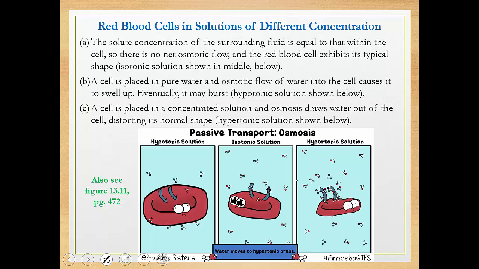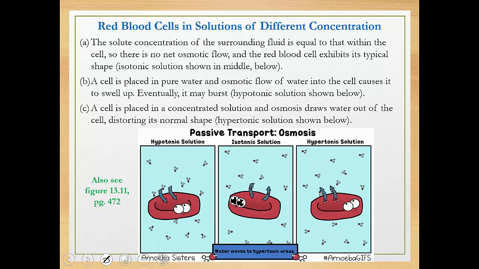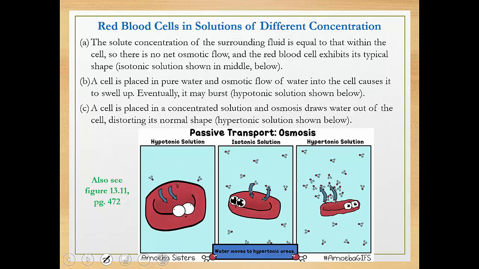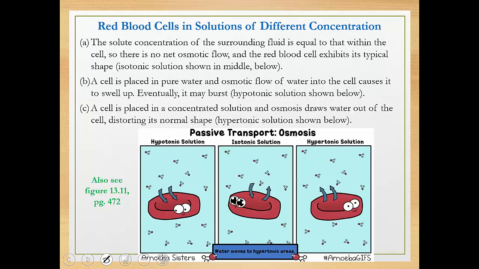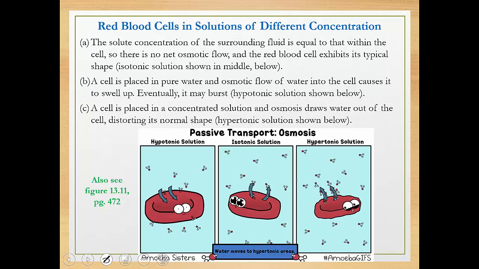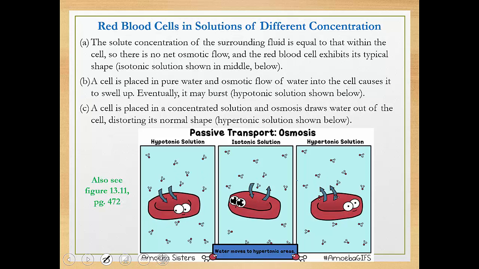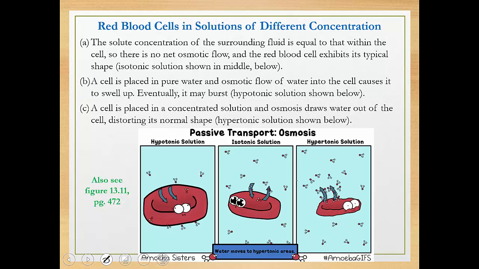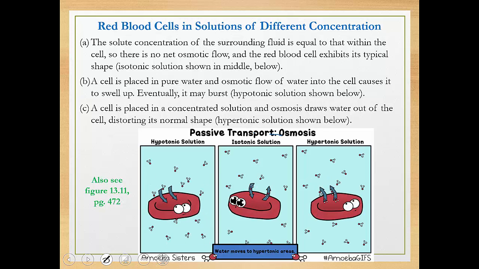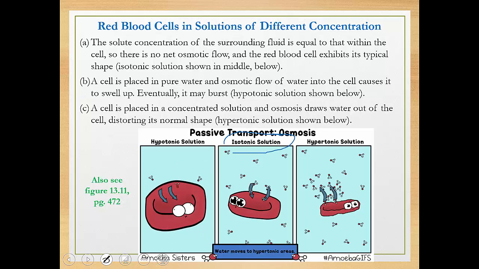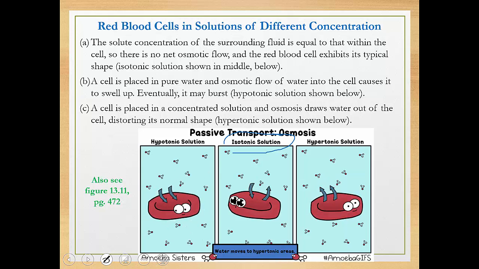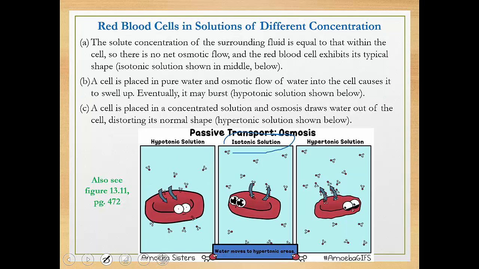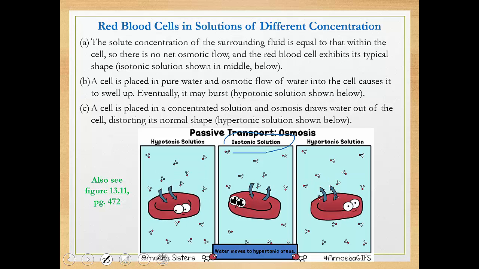All right, so when we put blood cells into solutions that have different concentrations, if the concentration of the surrounding fluid is equal to that within the cell, so there's no net osmotic flow, then you have a happy little cell that has its typical shape. This is what's known as an isotonic solution. The flow of water molecules into the cell equals the flow out. The cell just is happy, it's living its own life.